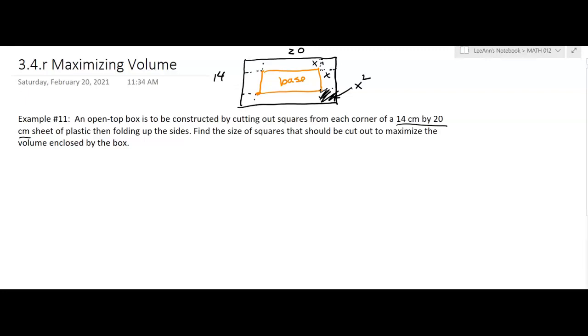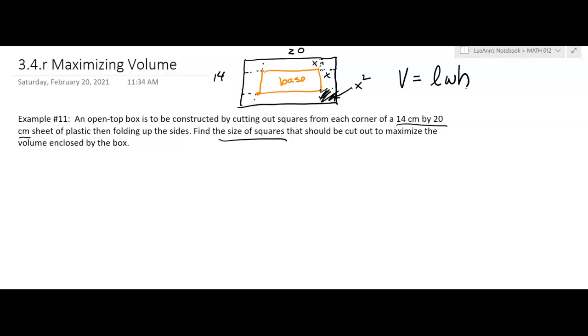Okay. Find the size of squares that should be cut out to maximize the volume enclosed by the box. So how do you find the volume of a rectangular solid? Let me first just give you the formula. Volume is length times width times height for a rectangular solid, and for this box, the volume is going to be length times width times height.